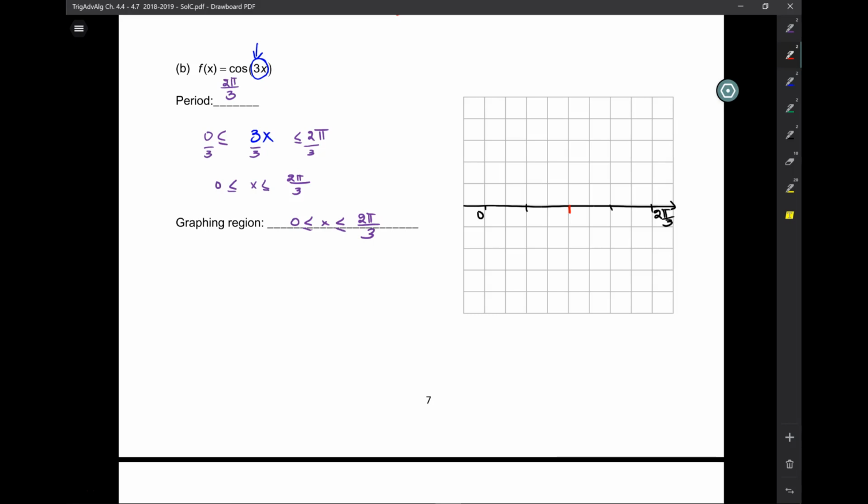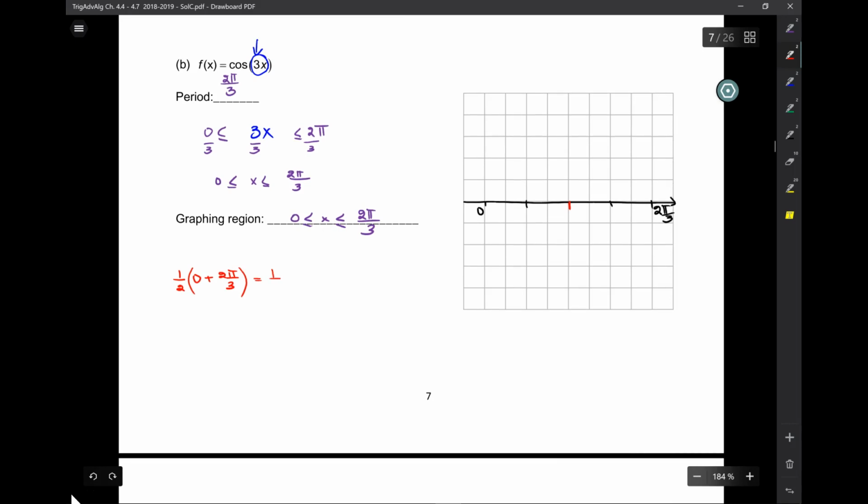Another throwback Thursday. Back in geometry, you learned to find midpoint. You add the 2 points, divide by 2. Red mark is the midpoint between 0 and 2 pi over 3. So what I do is I take 0 and 2 pi over 3. I add them and divide by 2. That means divide by 2. So that will be half of 2 pi over 3. The 2's cancel, and that's pi over 3.